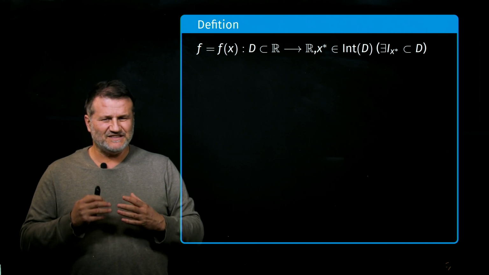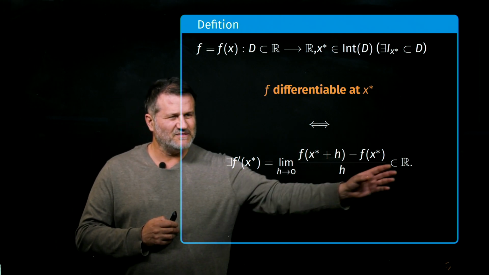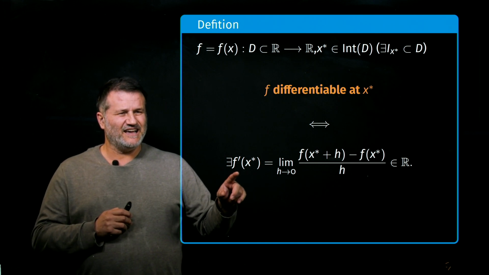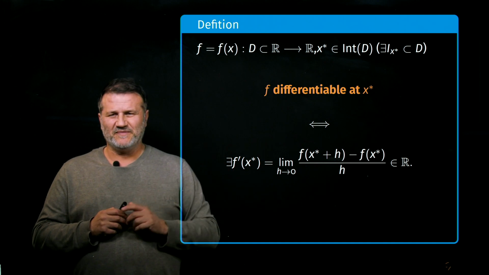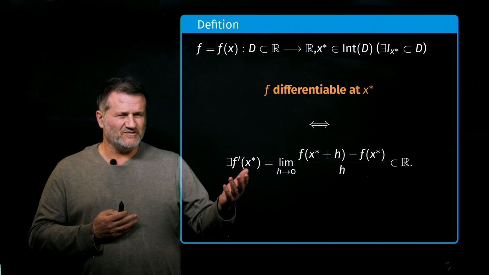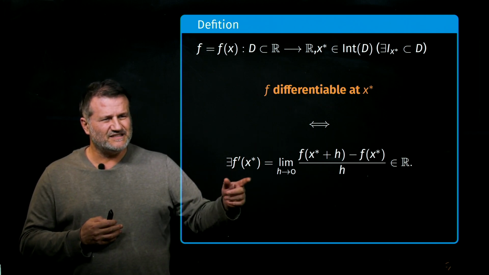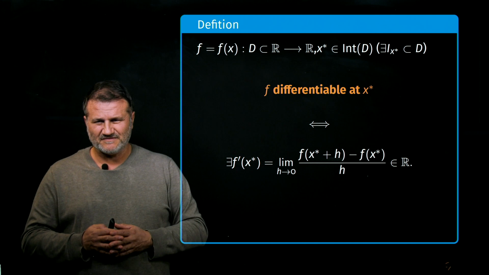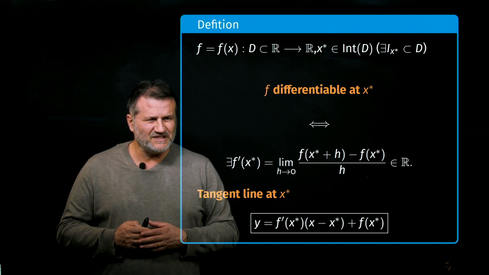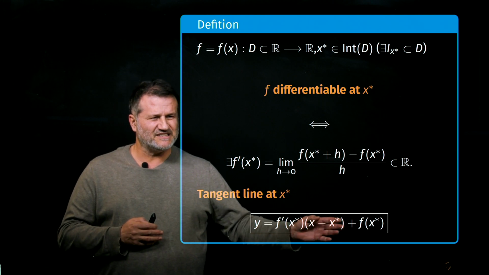We say that the function f is differentiable at point x* if there exists a limit of the incremental ratio and the limit is finite. We call the limit the derivative of f at point x*, and we denote the derivative by f'. This is the Lagrange notation. Other notations are diffused, like f dot, which is the Newton notation, and df over dx, which is the Leibniz notation. By previous discussion, we also define the tangent line at point x* as the line of equation y = f'(x*)(x - x*) + f(x*).